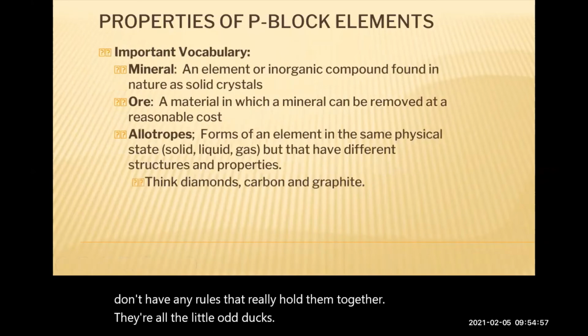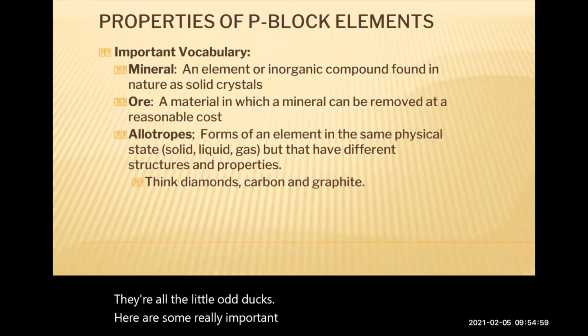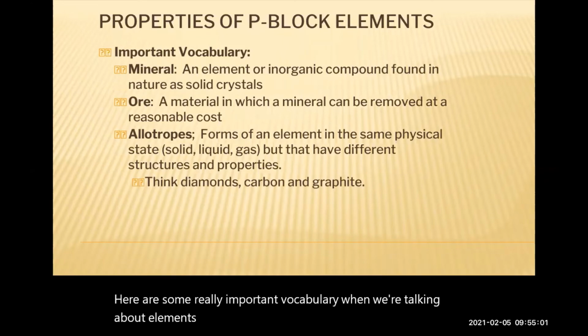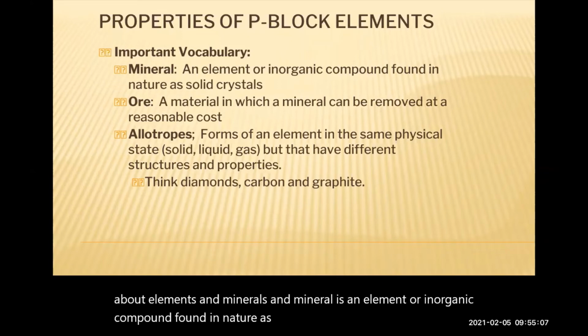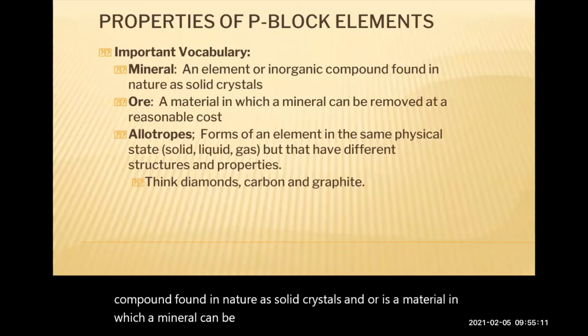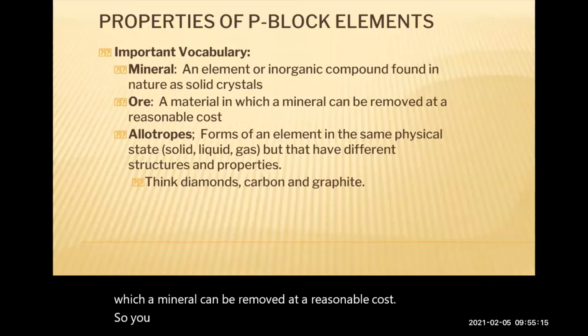Here's some really important vocabulary when we're talking about elements and minerals. A mineral is an element or inorganic compound found in nature as solid crystals. An ore is a material from which a mineral can be removed at a reasonable cost. So you remove minerals from ore. And allotropes, this is really important.